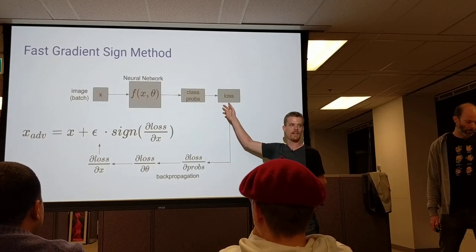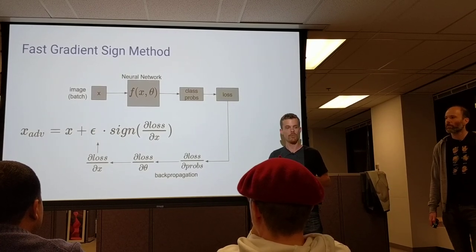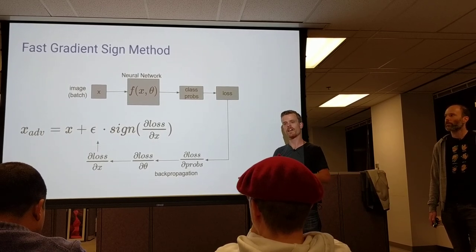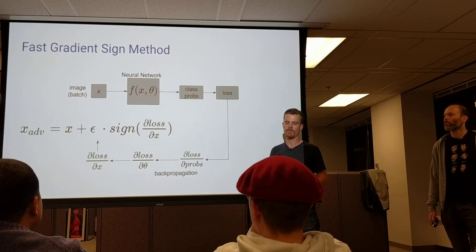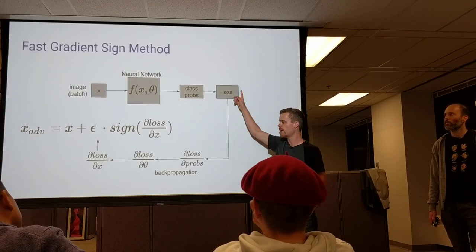But if we think about a targeted attack now, when we were training our neural network, we wanted it to output the correct class. But now, actually, we want it to output something else. So we're going to calculate our loss slightly differently. Basically, the target is no longer the correct class, it's something else. But the math is all the same. So we have a loss.